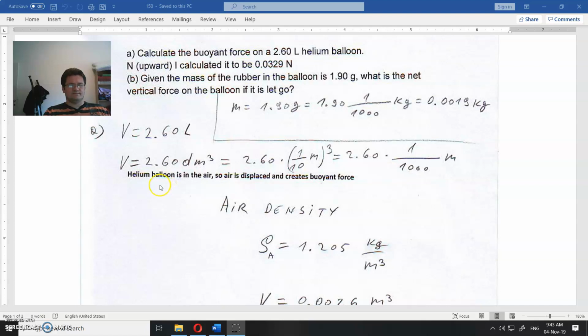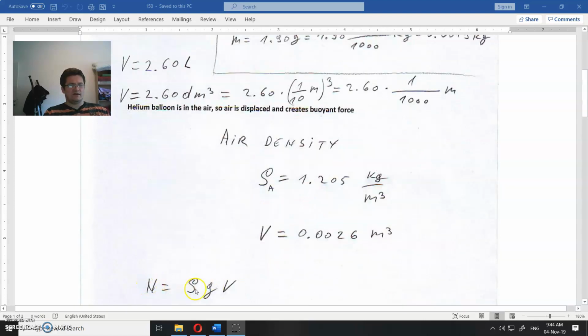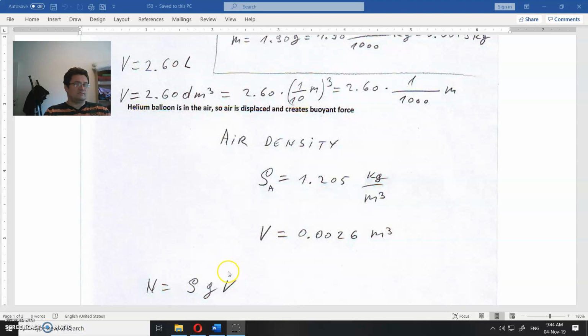Buoyant force. So the helium balloon is in the air, so air is displaced and creates buoyant force. So if we use air density, in what equation? In rho g V. Rho is the density of the displaced medium, water or air or whatever. g is gravitational acceleration, and V is the volume. The volume of the displaced air is the same as the volume of the balloon.